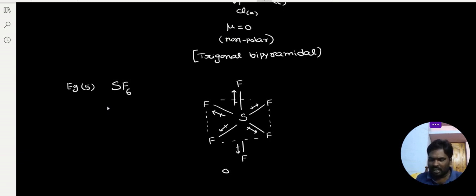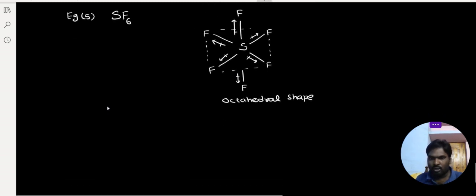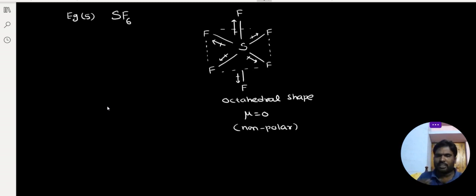So this is octahedral shape. Understood? Octahedral shape. So now octahedral shape, mu value 0, non-polar. SF6, mu value 0, non-polar. Understood or not? All dipoles are cancelled out. Clear?